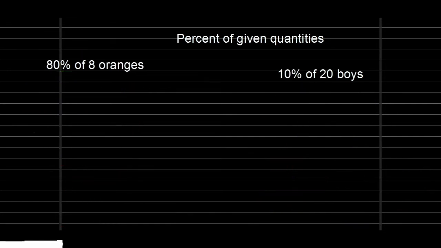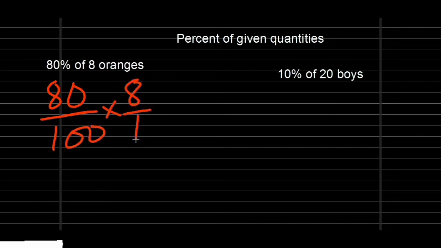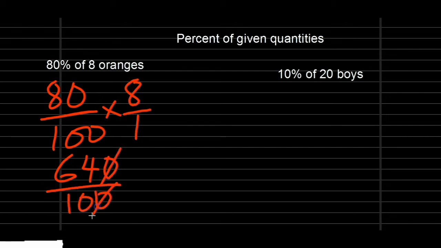Okay, now let's try this question, 80% of 8 oranges. So as usual, we have 80 over 100 times 8 over 1. So 80 times 8 will be 640 all over 100. So we cancel the zeros and we'll be left with 64 over 10. So 10 people sharing 64 oranges, each of them will get 6, and there will be a remainder of 4. If you don't want to use this, you can use the other method too.